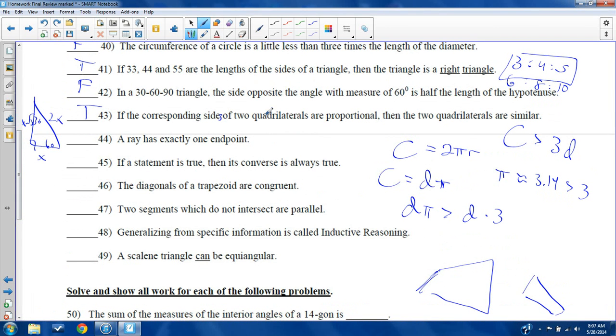A ray has exactly one endpoint. That's true. A ray, by definition, has one endpoint, and then it goes off forever. A line goes off forever both directions. This is ray. This is line. A segment has 2 endpoints.